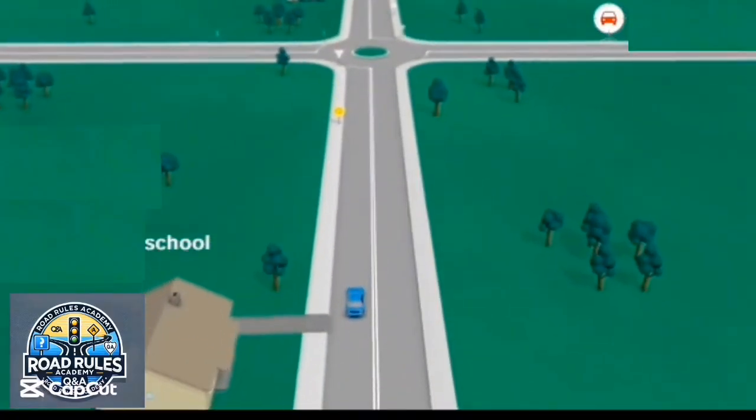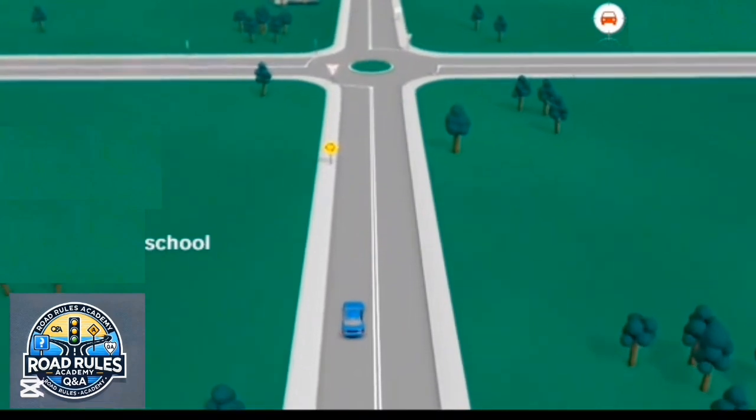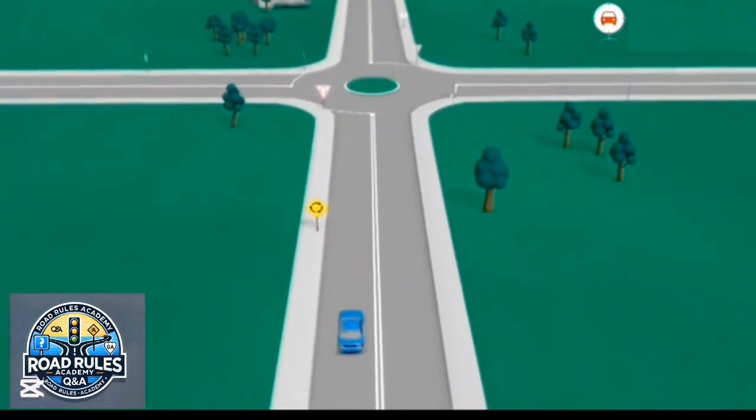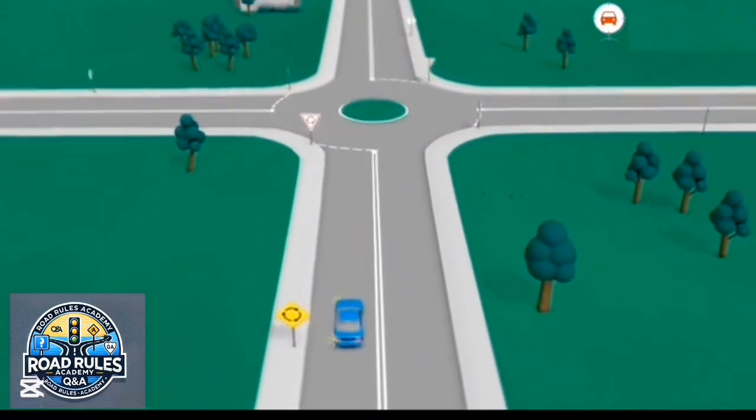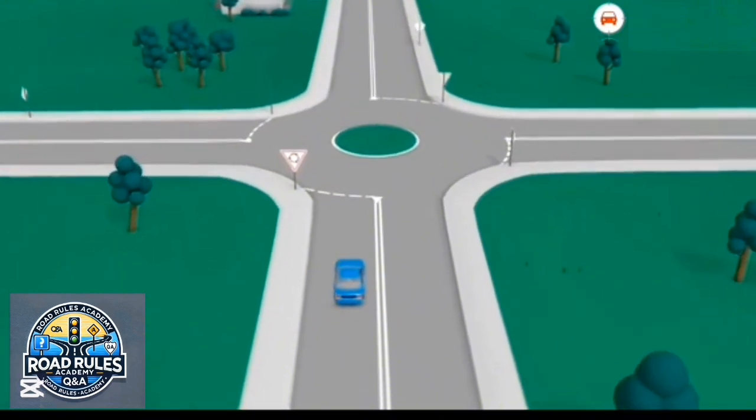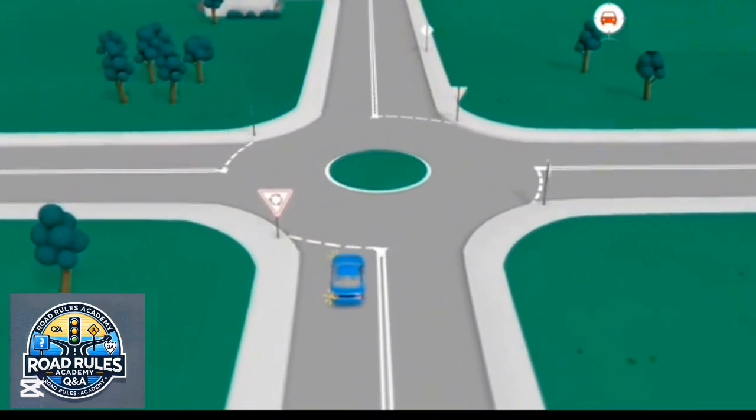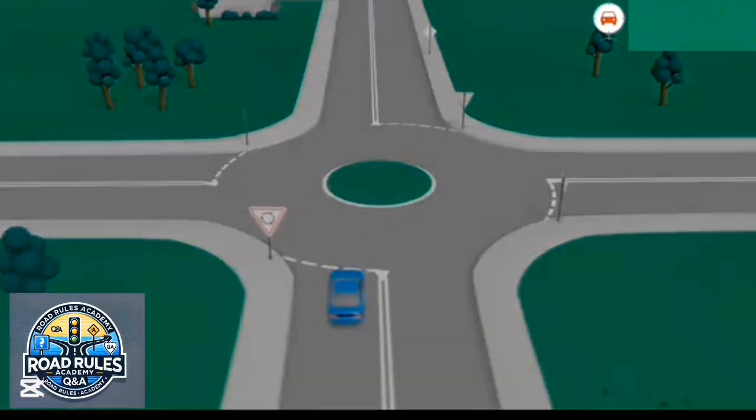Approaching a roundabout. When you approach a roundabout, you must use your indicator. If you intend to turn left or right or make a U-turn at a roundabout, you must give other road users sufficient notice of your intent to turn.